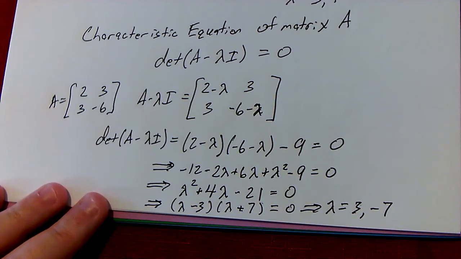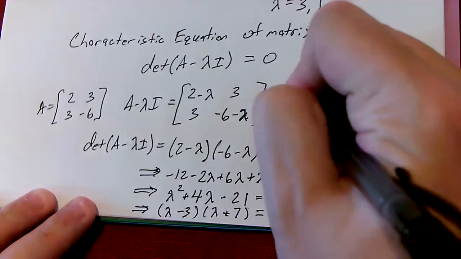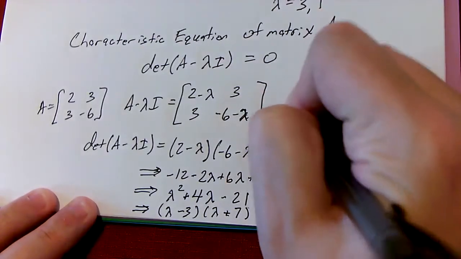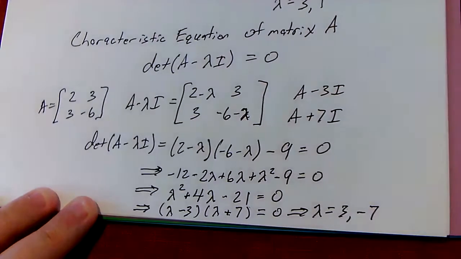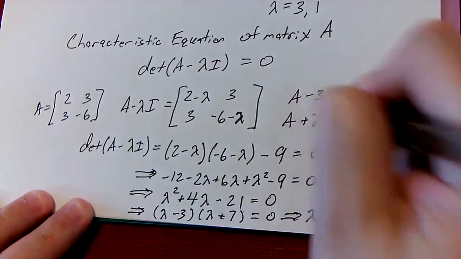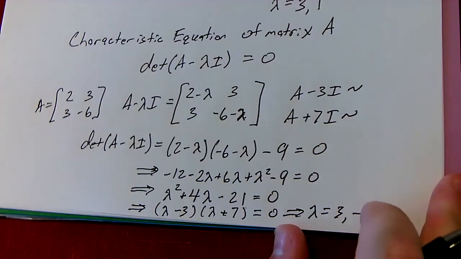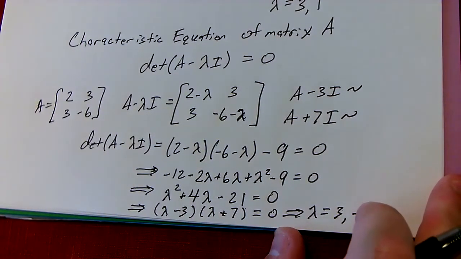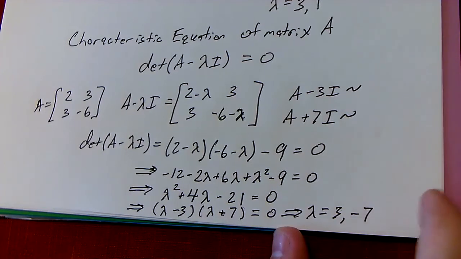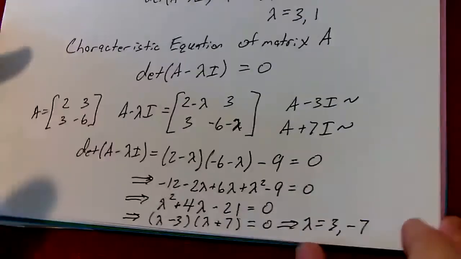So for a 2 by 2 matrix, it's pretty straightforward to solve the characteristic equation. You just get a quadratic, okay? You should be very familiar with solving quadratic equations. That's something you've seen in algebra and calculus and all along the way. Okay, so 3 and negative 7 are my eigenvalues, and if I needed to find the eigenvectors, I would find A minus 3I and A plus 7I, and I would row reduce those, and I would find the solution set, and that would give me the vectors that correspond to those eigenvalues. Okay, so my eigenvalues are 3 and negative 7.